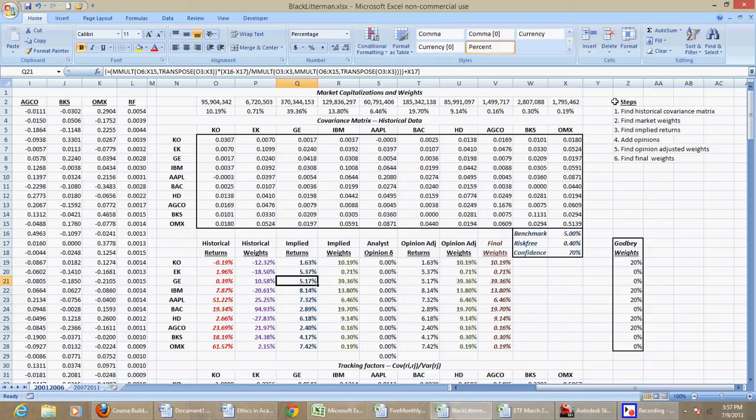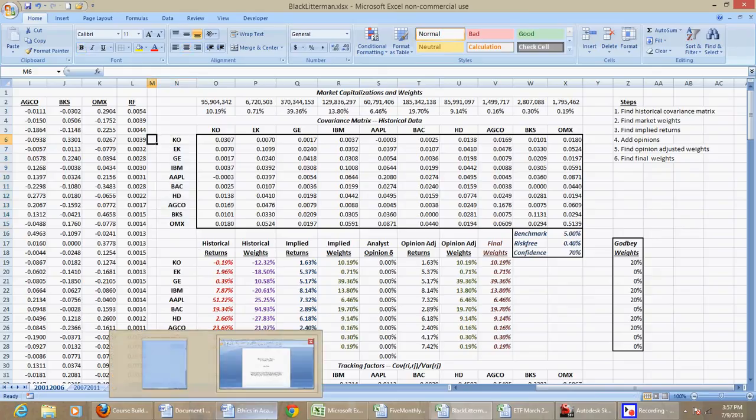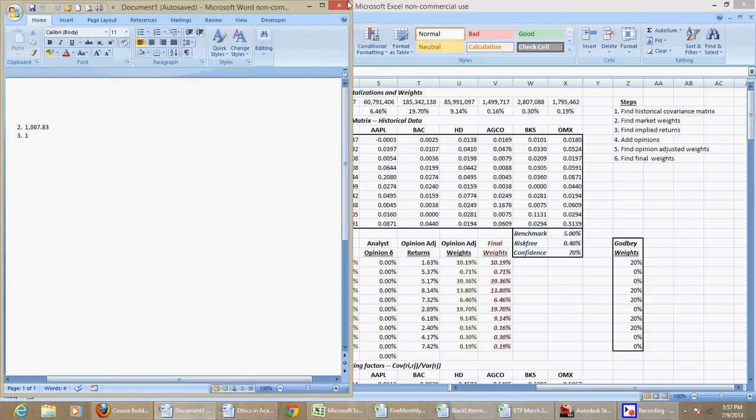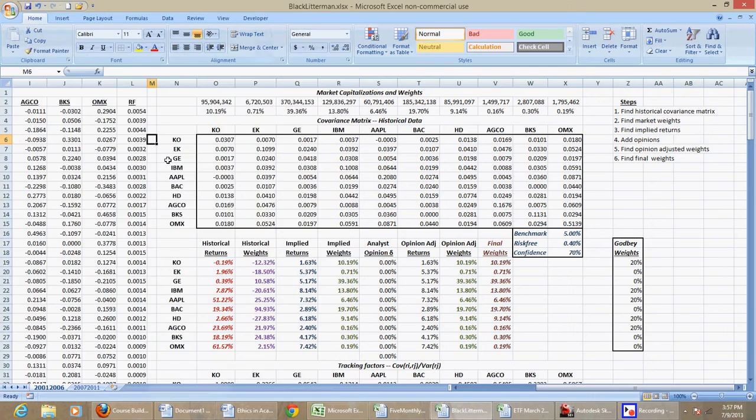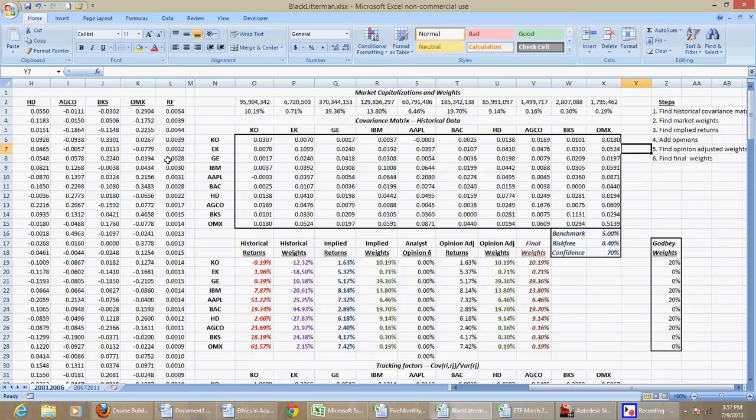This portion right here is not on the file on Desire to Learn, but these are the steps. What we're going to do is say these 10 stocks right here are the only 10 assets in the economy. The first thing that we do is find their historical covariance matrix. So going over here to the returns, let's find the historical covariance matrix as you've done before.